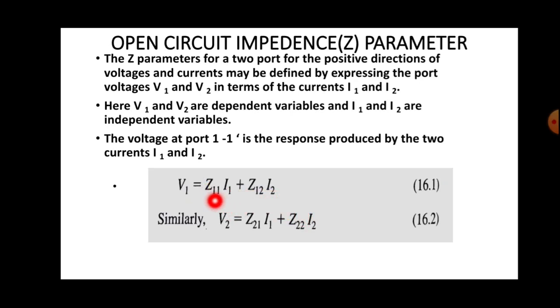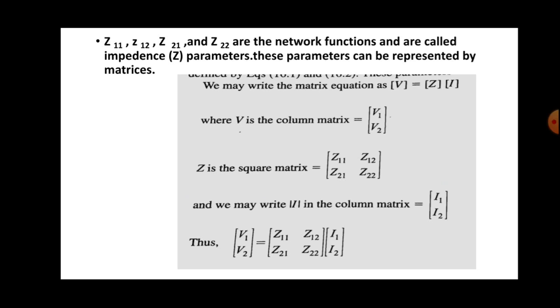Here Z11 and Z12 are the Z parameters relating to port 1, and Z21 and Z22 are the Z parameters relating to port 2. We can represent this equation in matrix form. The equation is the voltage matrix V equal to the matrix Z times the current matrix I. Here the Z matrix contains Z11, Z12, Z21 and Z22, and these represent the network functions and are called impedance parameters.